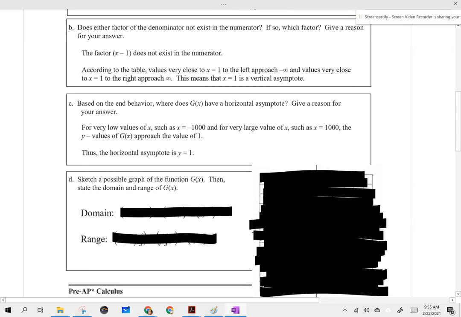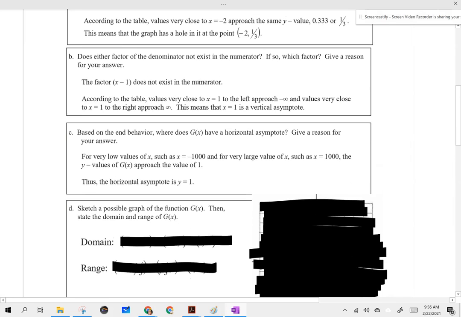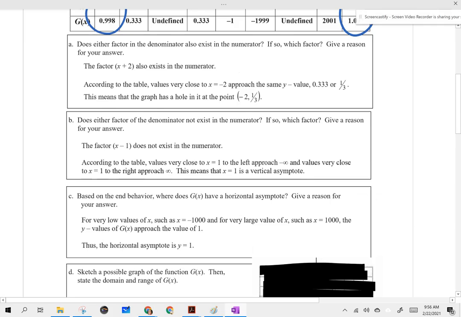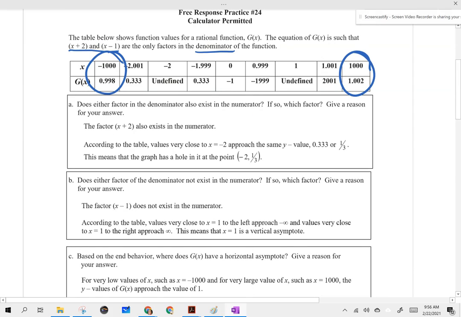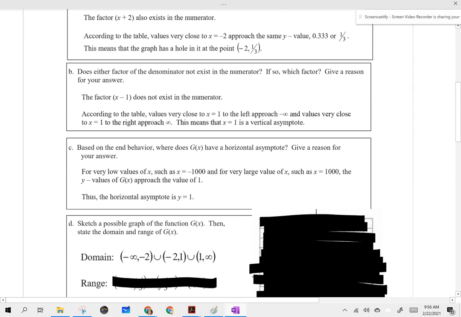All right, so sketch a possible graph of the function, then state the domain and the range. So again, when you go to make a graph, I want you to find that vertical asymptote and make a few points to the left and to the right. And then also you should be able to identify the domain and the range aside from that. So again, the domain is everything except where the function is undefined. Okay, so that should be relatively simple.